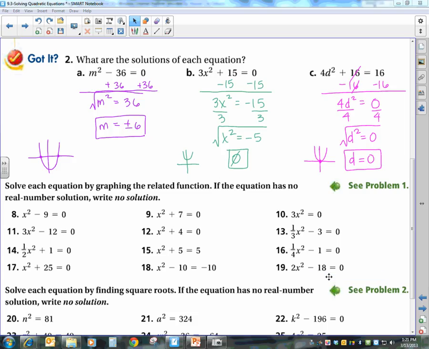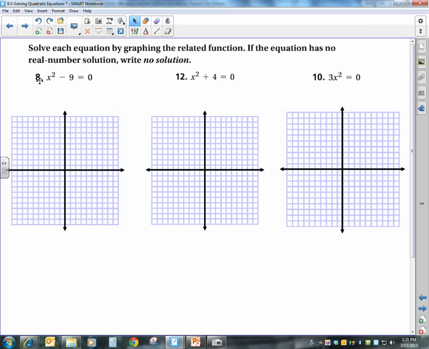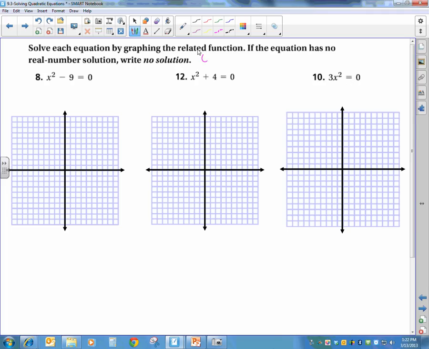Okay, so now I'm going to do a few examples of each section, of each type that we just did, so that if you need some more examples to look at, then you'll have some to watch. So I have 8, 10, and 12. We're supposed to solve each equation by graphing the related function. If it has no real number solution, write no solution. I'm okay with, if you want to write no solution, you can. I'm also okay with the symbol, the null set, where you have a 0 with a slash through it. My slashes aren't doing so well there.